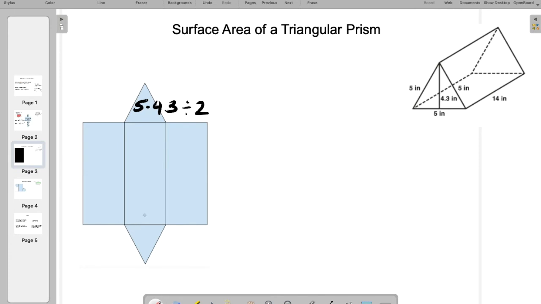Okay, and if I did that calculation correctly, I get this measurement for the area of the front and back triangle. That means that this has to be the same as well.